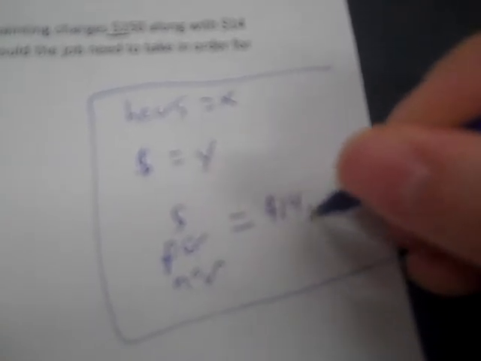Okay, number 12. Shirley is going to have the exterior of her home painted. Tim's painting charges $250 along with $14 per hour. Colorful Paints charges $22 per hour. How many hours would the job need to take in order for Tim's painting to equal the cost of Colorful Paints? So we're figuring out the hours. So hours and money. So hours is X, money's Y. Time's always X. So dollars per hour. All right, I have $14 per hour and I have $22 per hour. So I put 14, 22.